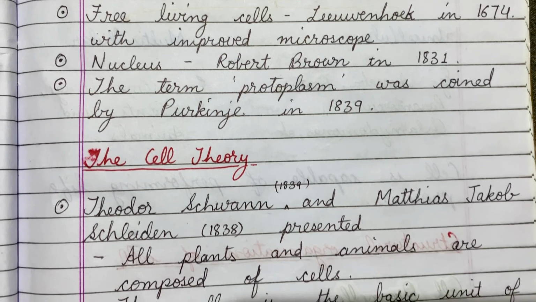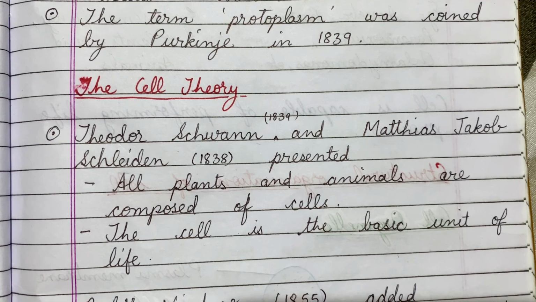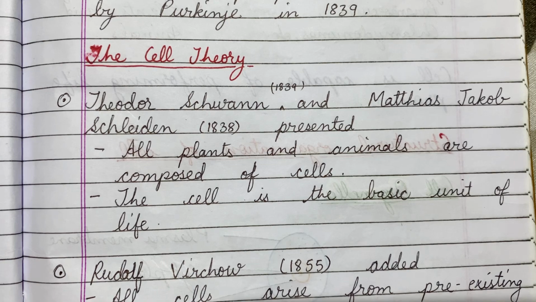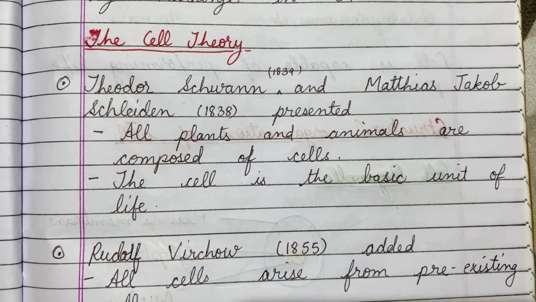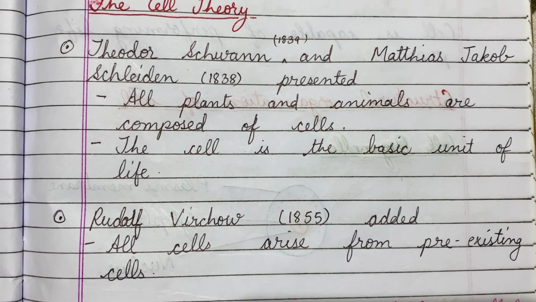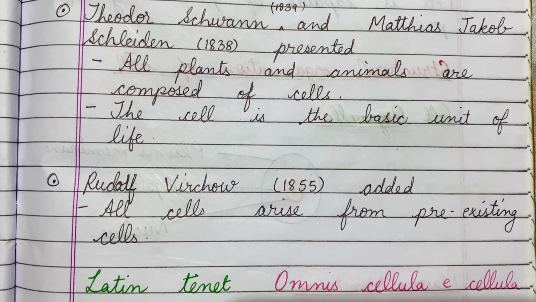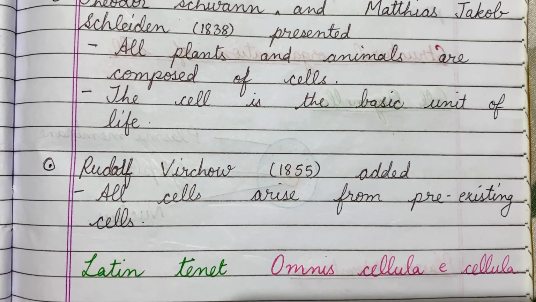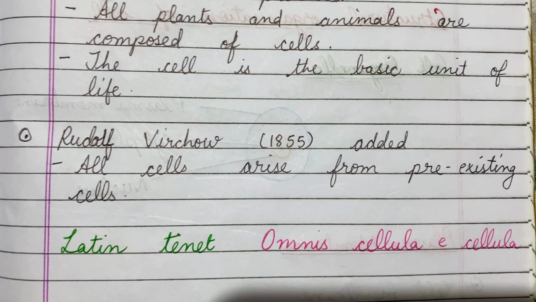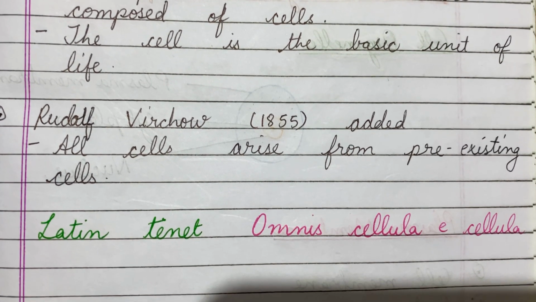Now comes the discovery of the cell theory. It was discovered by two scientists, Theodor Schwann and Matthias Jacob Schleiden, in the years 1839 and 1838. They both stated that all plants and animals are composed of cells, and that the cell is the basic unit of life. After these two statements, Rudolf Virchow in 1855 added the third statement, which stated all cells arise from pre-existing cells.